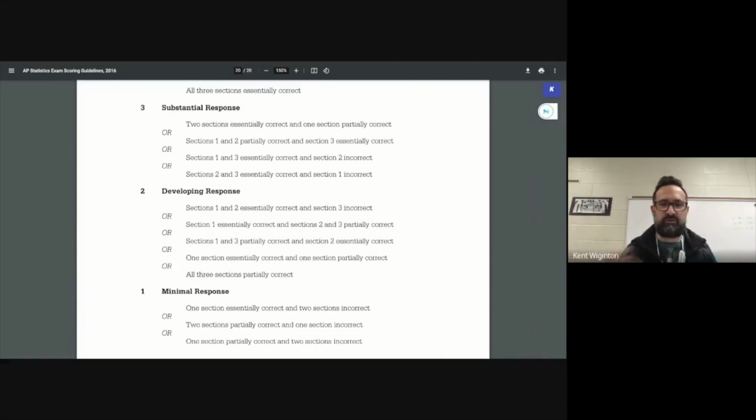Part 3 was considered much more complicated. You get more points for it. If 2 and 3 were E's, and 1 was an I, you still get a 3. And of course, less than that, you'd probably get a 2. If you only got 1 section right, or 2 P's, that would be a 1.